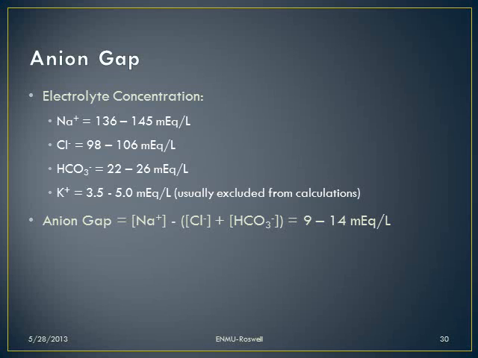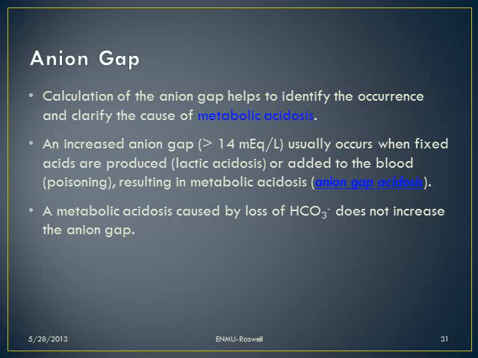Here's the good news: you don't have to memorize that formula. The reason why you don't have to memorize that formula is because all labs pretty much give it to you already. They're going to have on the results sheet anion gap is, and you're looking for somewhere between 9 to 14. Okay? So calculating the anion gap helps to identify the occurrence and clarify the cause of the metabolic acidosis. What's causing it? Which electrolyte has been the culprit that's actually having the biggest degree of difficulty with this?